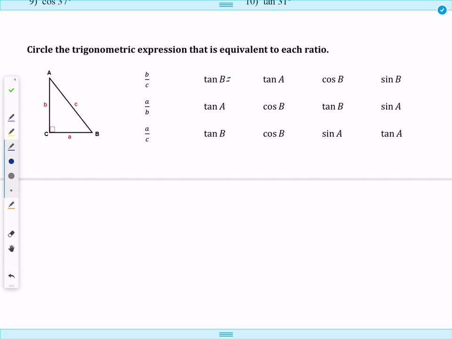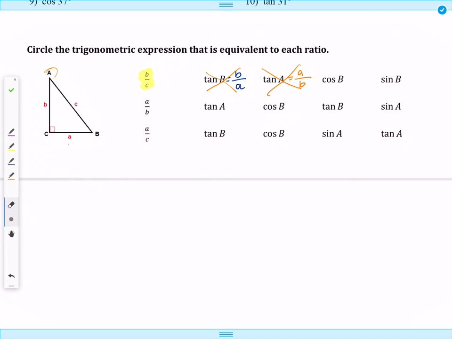So the first one is tangent of B. In relationship to B, tangent is opposite, which would be B, over adjacent, which is A. So B over A. Well, the ratio they want is B over C, so that one is not correct. The next one, tangent of A. That's in relationship to angle A. Opposite would be A, over adjacent would be B. Well, that's definitely not right. We need it to be B over C, so that one's not right either.